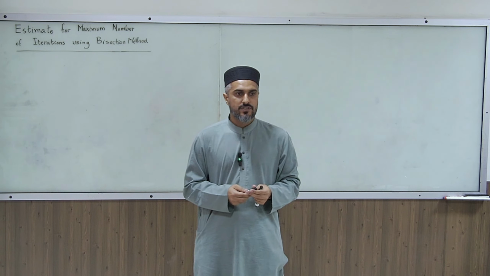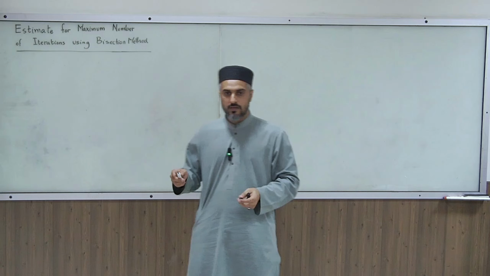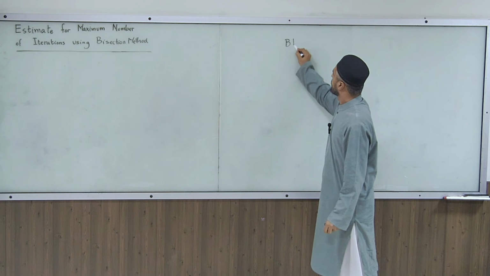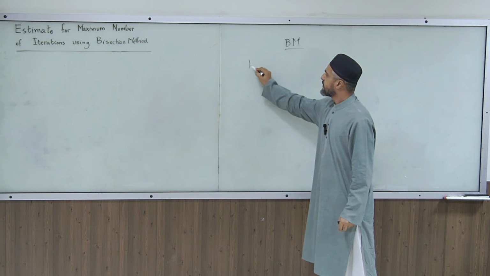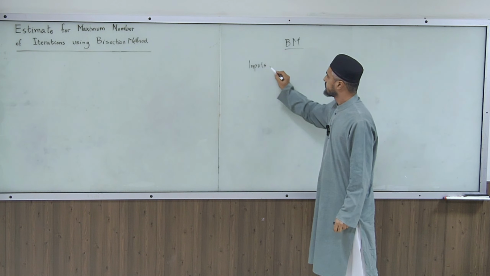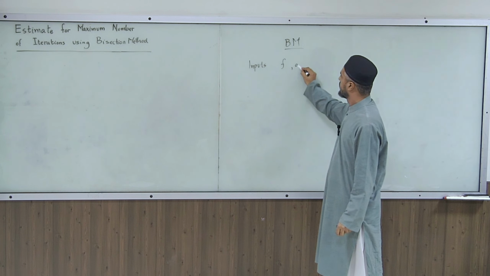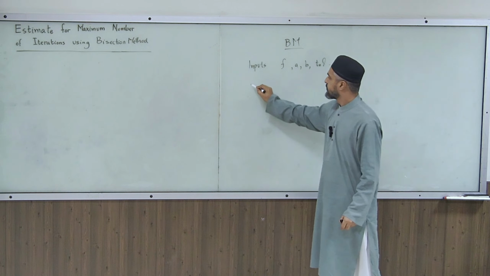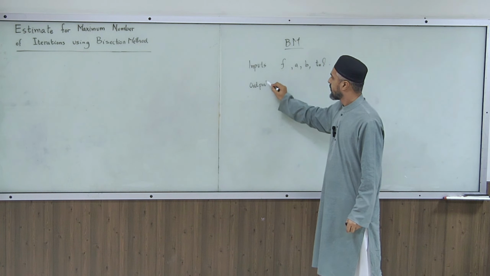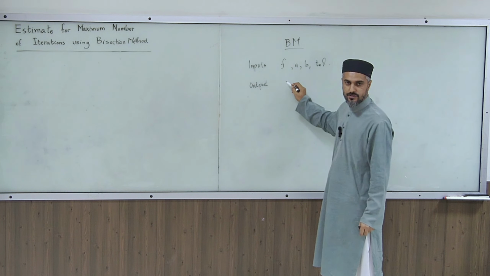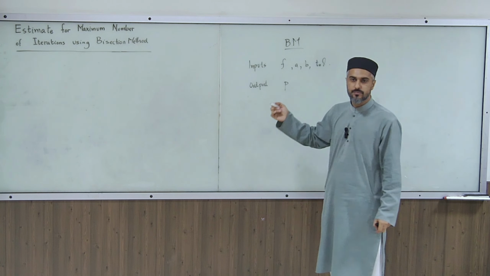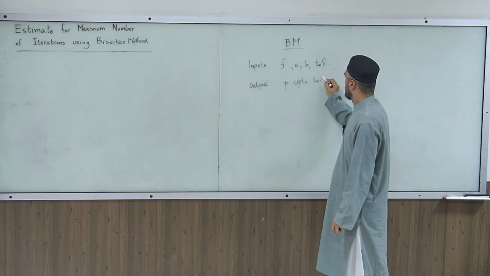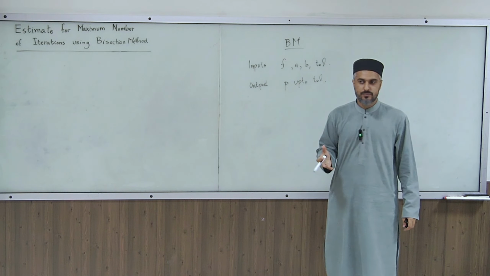Let me quickly write what that was. So we have inputs, which is a function, interval values, and tolerance. We have an output, which will be a solution, let me call the solution P, up to the accuracy, which we call the tolerance.